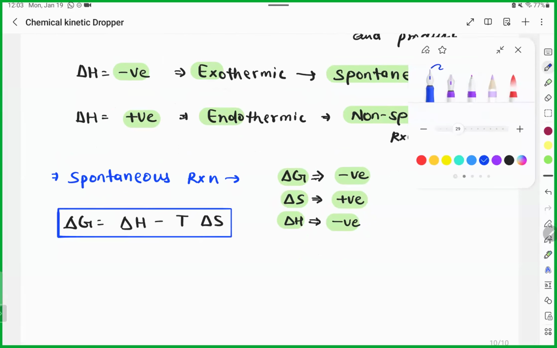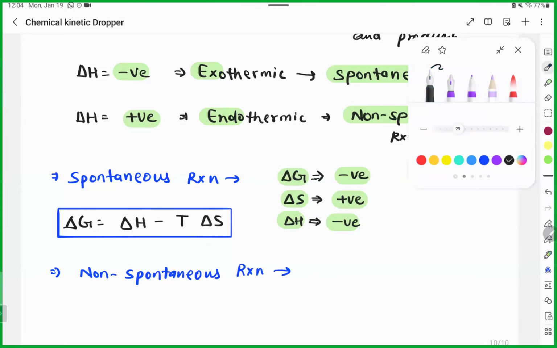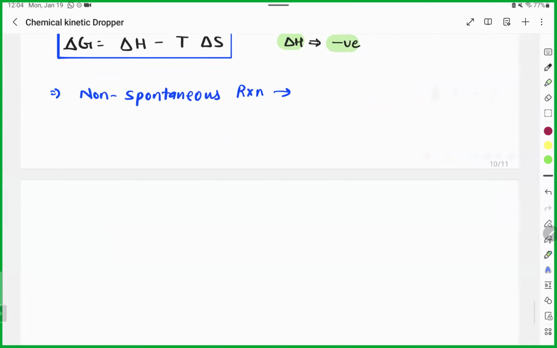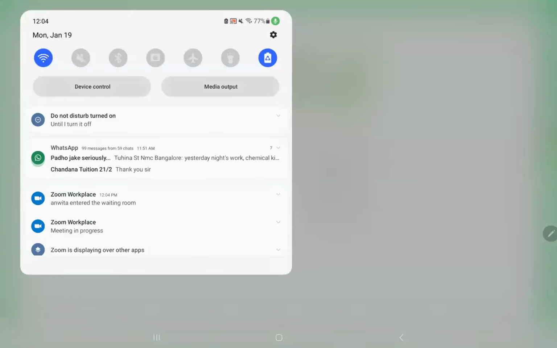Pratigya, what will be the situation in a non-spontaneous reaction? Ruhina, non-spontaneous reaction? Sir, I'm not sure. Delta G, delta S, delta H.